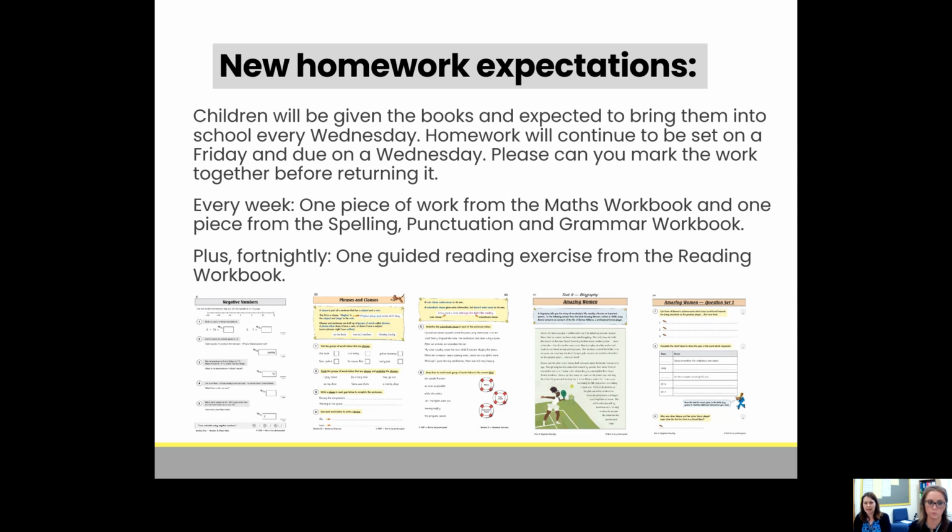The guided reading exercises do take a little bit longer, so we wanted to give that as a fortnightly expectation, so the children have a little bit of time to do those questions, to think about them. And then finally, we would ask that that could be marked with the children.